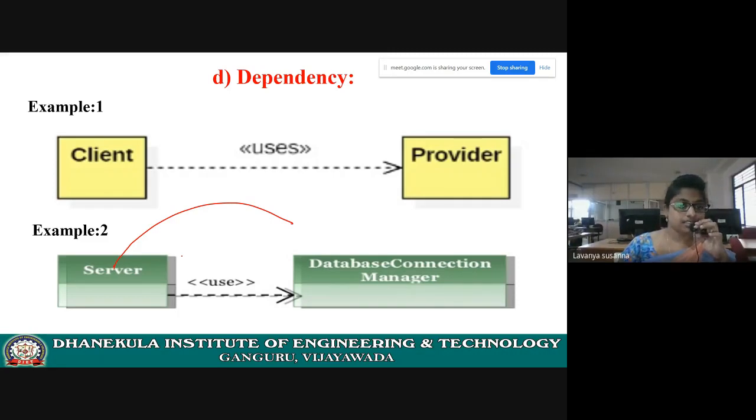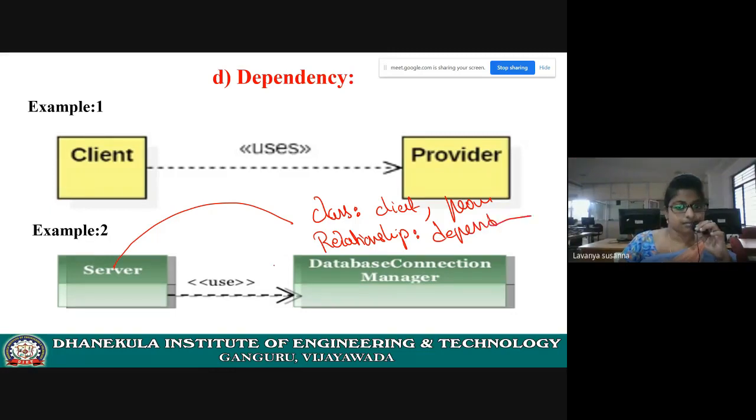Write down what the classes are: client, provider. Relationship: dependency. You need to know how to present it in the examination. Don't write paragraph wise. Just like this: classes, colon, client, provider. Relationship, colon, dependency. Like this you can write. You need to know how to present neatly.